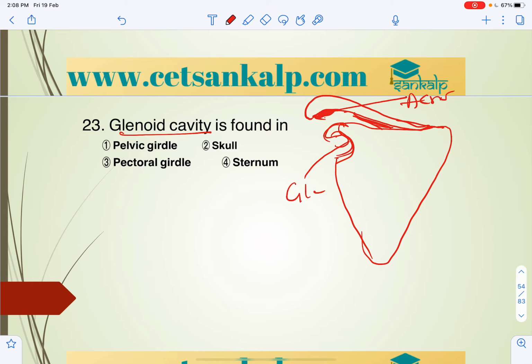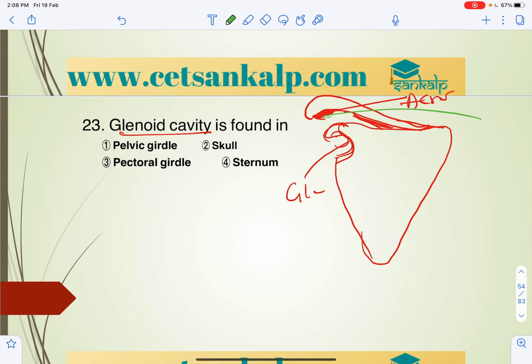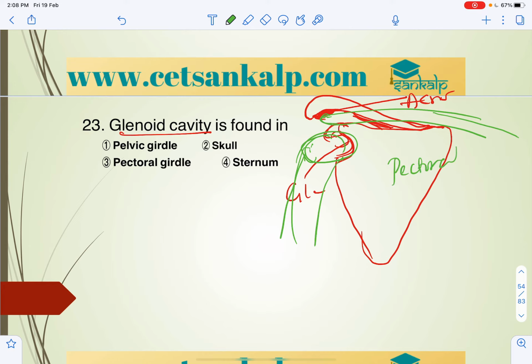And to that acromion process, what is it? The clavicle bone articulates, and to this, the head of the humerus articulates. So that is why that forms a pectoral girdle. Clavicle and scapula form the pectoral girdle. So it is seen in the pectoral girdle.